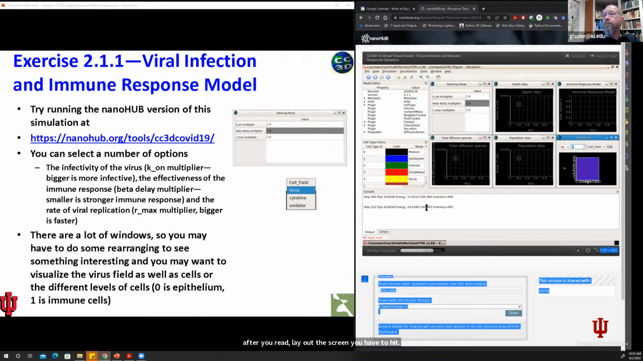And there are multiple fields that you could look at. There are 2 layers. I talked about a 2.5D model before. This is a 2-layer model, a top layer, which represents where the immune cells are moving, and bottom layer 0, which represents the epithelial cells lining the lung. You can see the cells, you can see the virus field, you can see the cytokine or the oxidizer that's released by the immune cells.